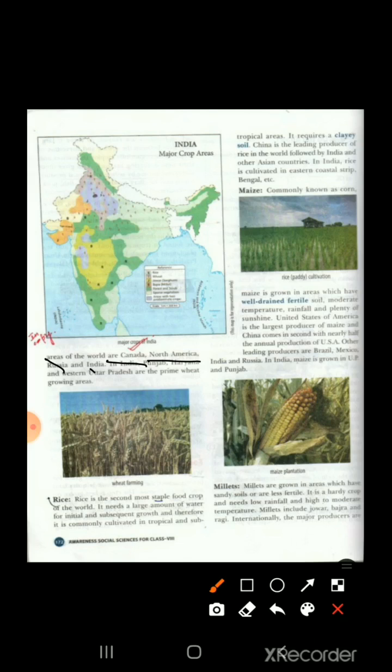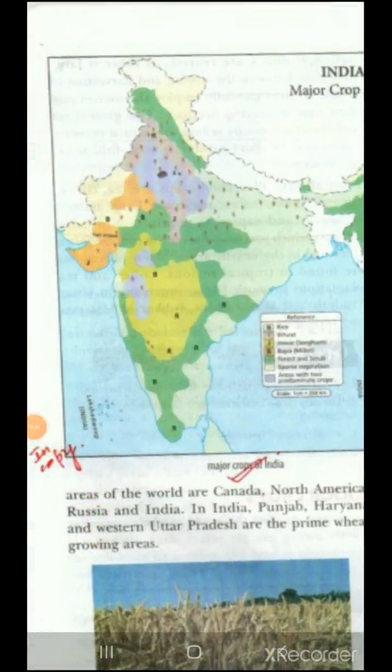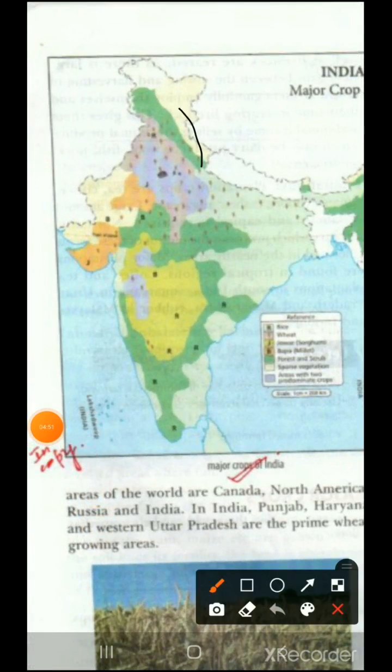And in India, Punjab, Haryana and western Uttar Pradesh are the prime wheat growing areas, as you can see in the map. Punjab, Haryana and western Uttar Pradesh are the major producers of wheat in India. Okay, now move to the next one.